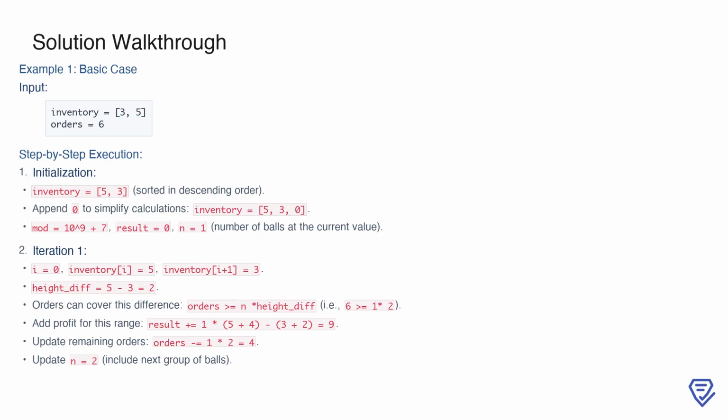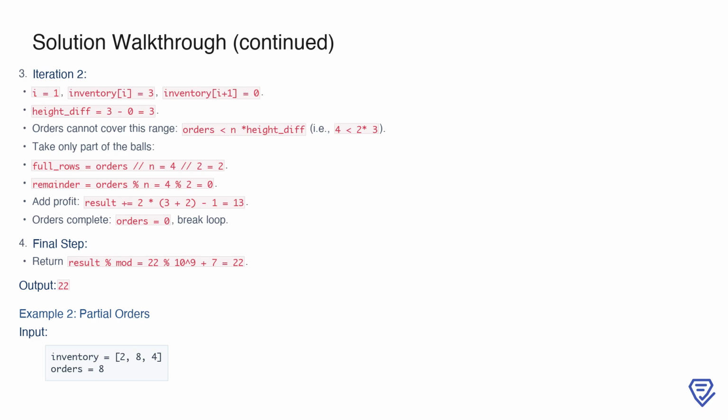Now, in the first iteration, we're looking at the difference between the first two inventory levels, 5 and 3, which gives us a height_diff of 2. Since we have enough orders to cover this difference, we calculate the profit from selling balls at these levels. Adding the profit from this range, we get result plus equals 9. We then reduce the remaining orders by 2, leaving 4, and update n to 2, accounting for the next group of balls in the inventory.